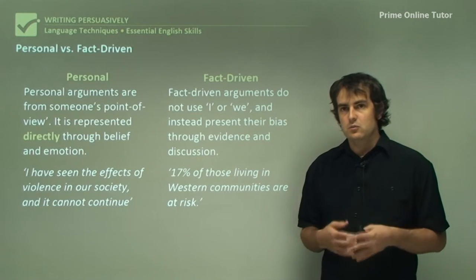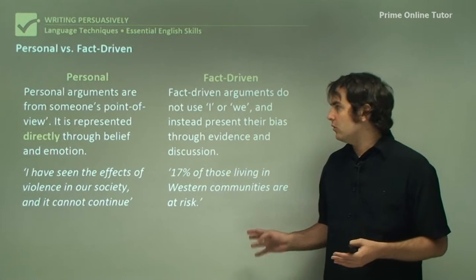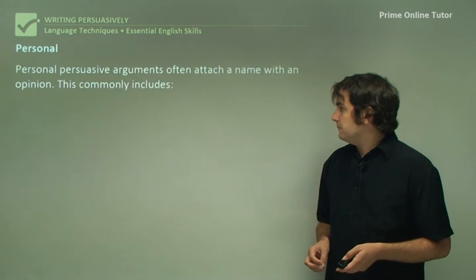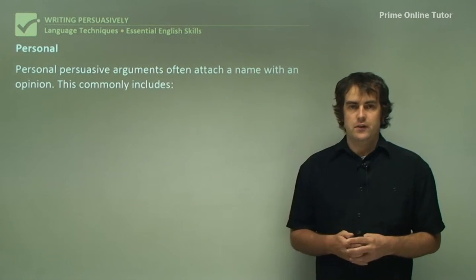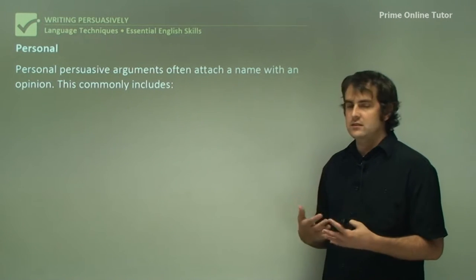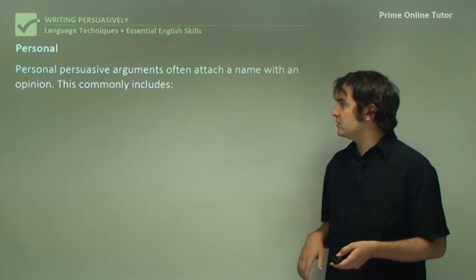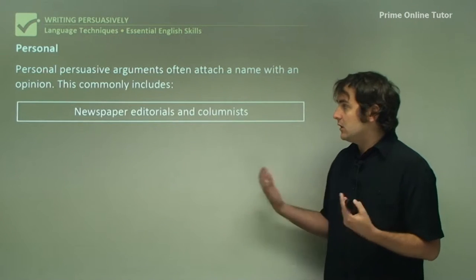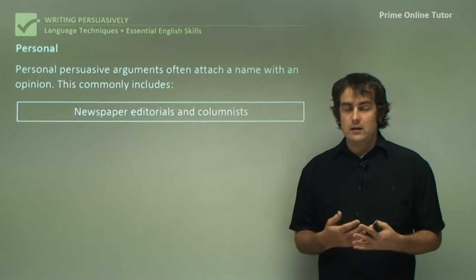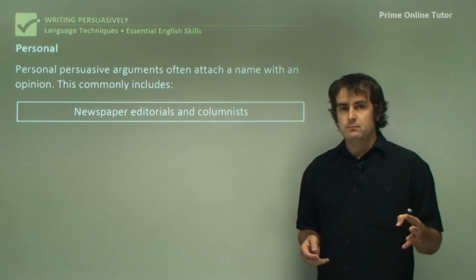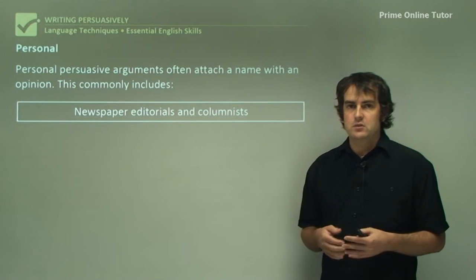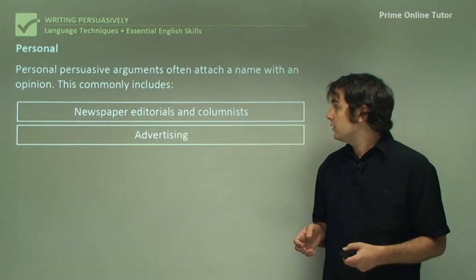Okay, so that's what you'll be really looking for as a distinction between both of these approaches. Okay, so let's look at the personal approach first. Now, personal persuasive arguments often, as I said, attach a name, and this can include such texts as newspaper editorials and columns. So if you see basically a journalist who puts their name and often face together with an article, then it's clearly a persuasive argument based on their own point of view.